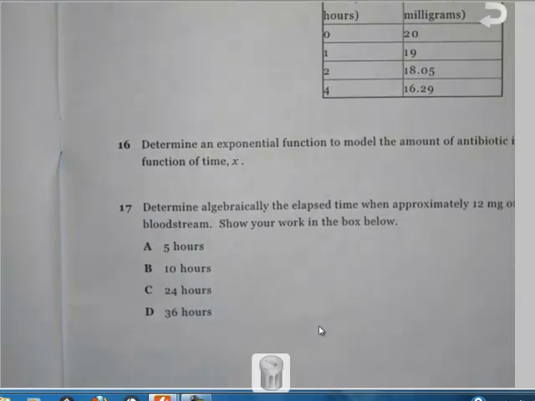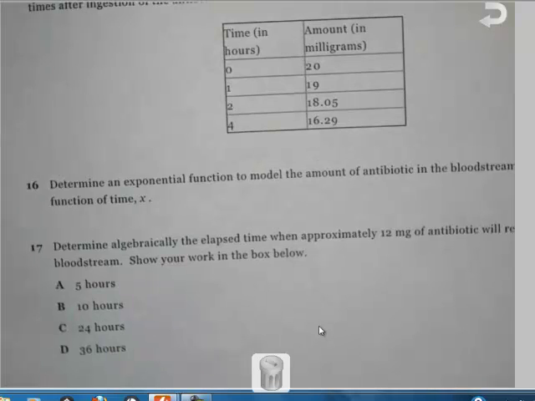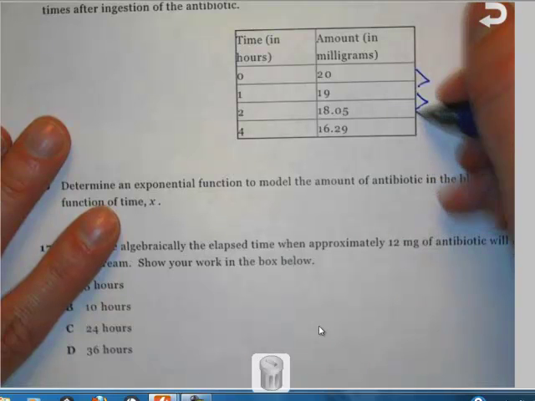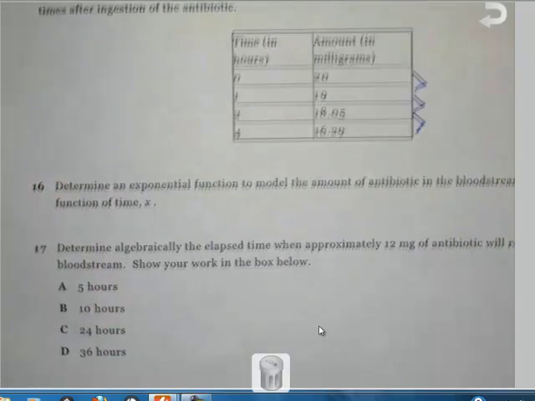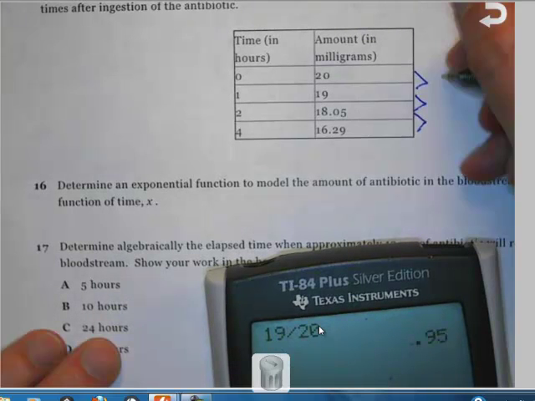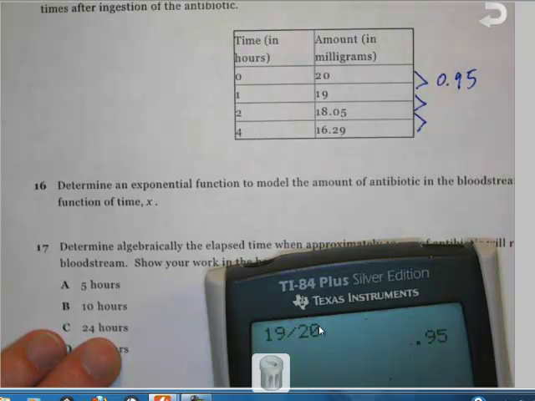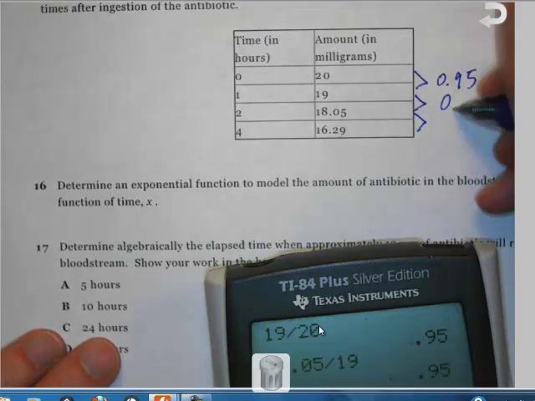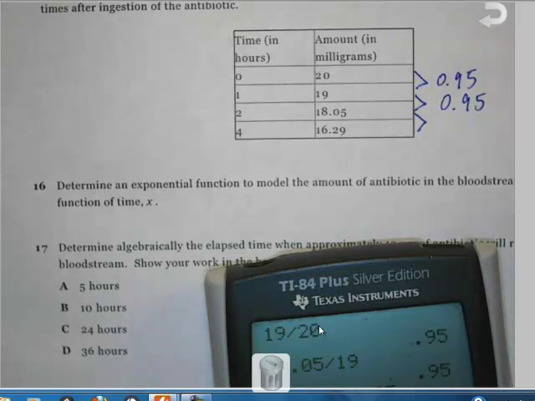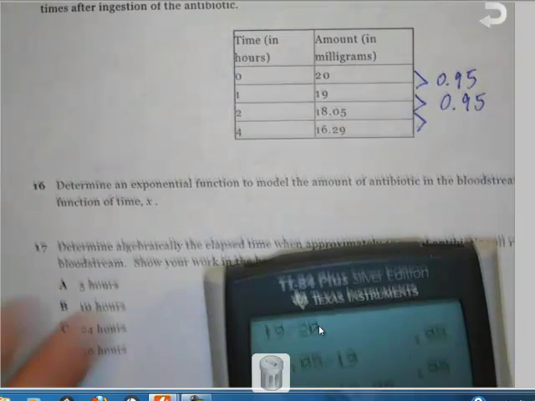Next one, you are being asked to find the rate. Now, you know it's a rate of decay. And so what you're going to do is take 19 and divide it by 20, and you're going to get 0.95. And then you're going to take 18.05 and divide it by 19. And you're going to get the same thing. And just to be sure, you're going to take 16.29 and divide it by 18.05. And you're going to get something that's not quite right, but the first two iterations are close enough.